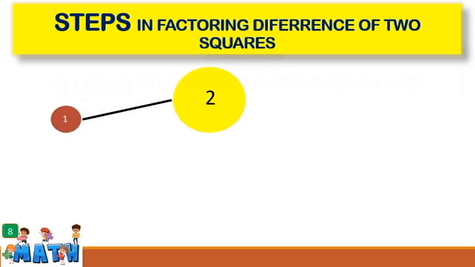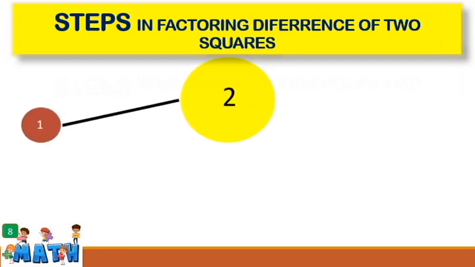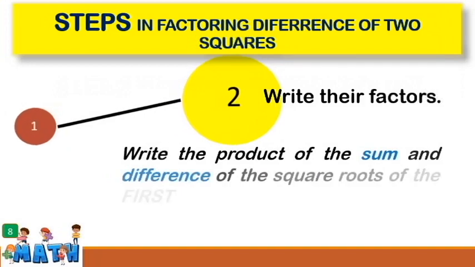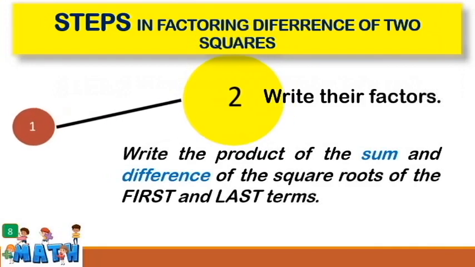Step number 2, we're going to write the factors. So, how are we going to write the factors? Write the product of the sum and difference of the square roots of the first and last terms.